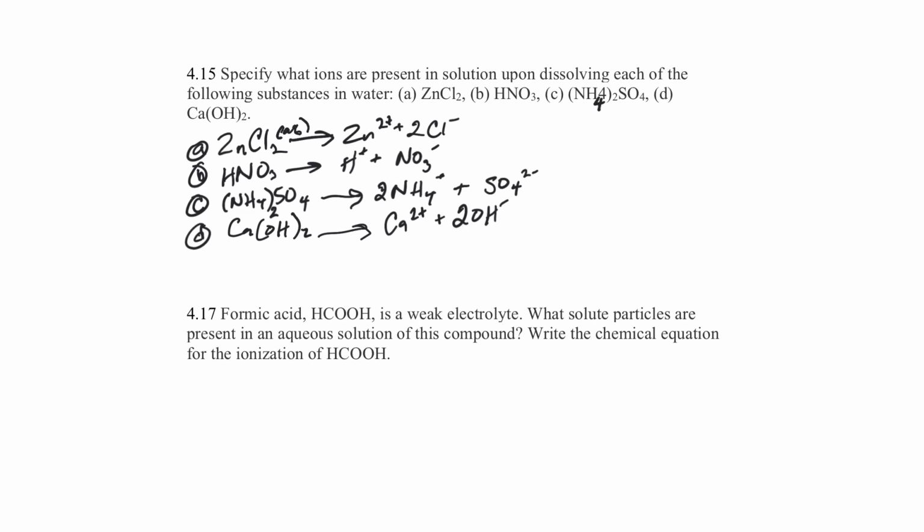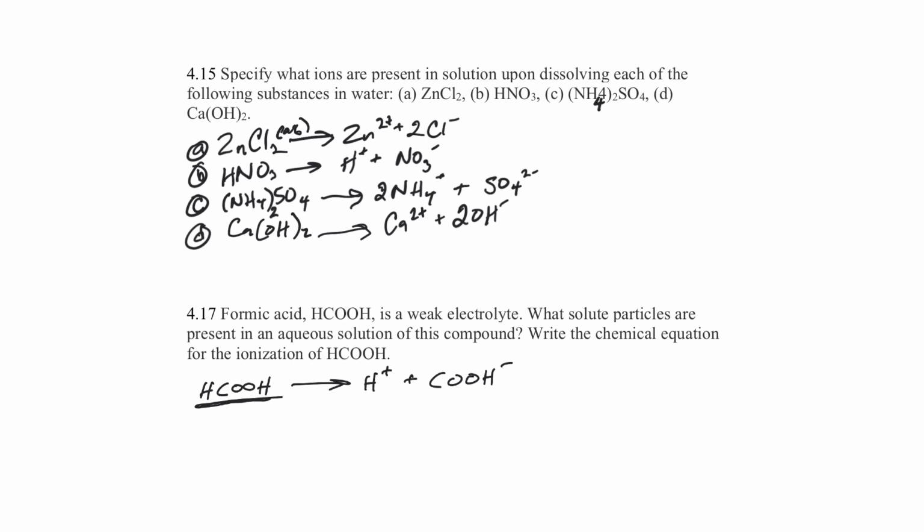In number 2, formic acid, this is the acid derived from ants. It smells like ants. Formic acid, HCOOH, is a weak electrolyte. That means when you put it in water, a little bit becomes positive, a little bit becomes negative, and it's an acid, so HCOOH will break apart into a little bit of H+ and a little bit of COOH negative. But at the end of the day, mostly what you're going to have is reactant.